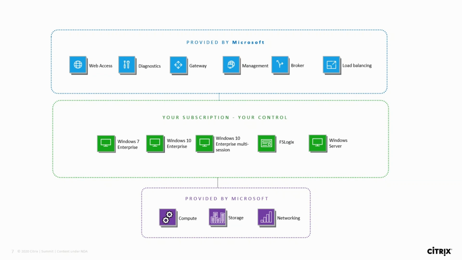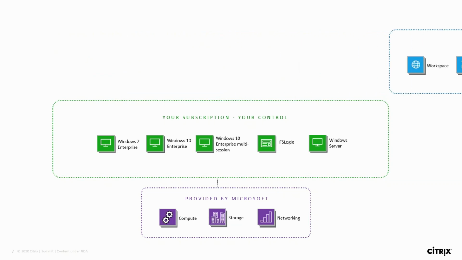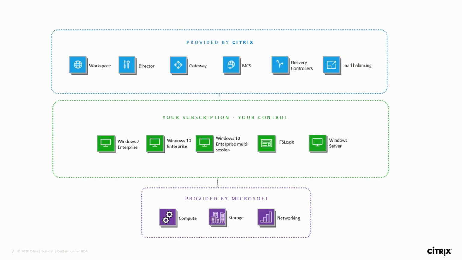In your subscription, which you already have, you're going to have Windows 7 Enterprise, Windows 10 Enterprise or Windows 10 multi-session, FSLogix, and Windows servers. And then also, followed by that in our purple box down here, we have our compute that's provided by Microsoft. When you're talking about adding Citrix on top of WVD, what we're doing is we're replacing that control plane piece with our Citrix technology and our Citrix Cloud.